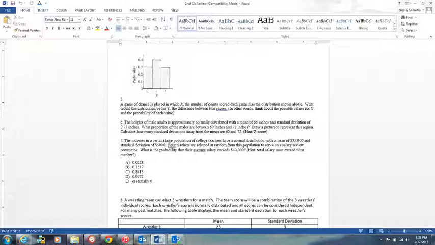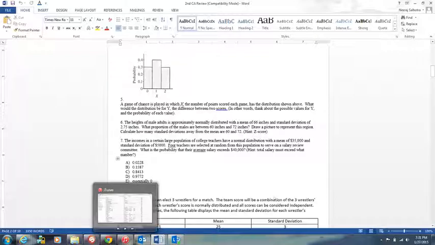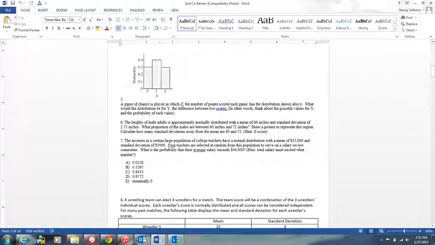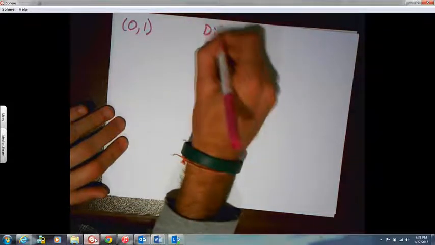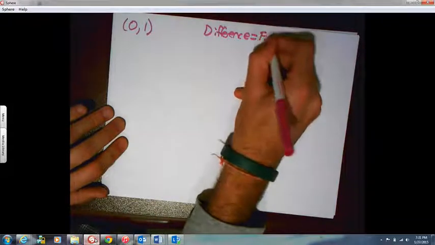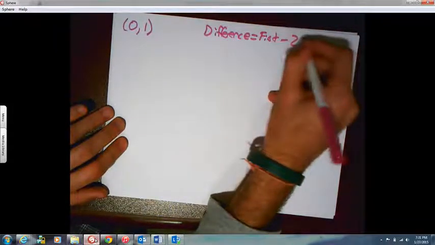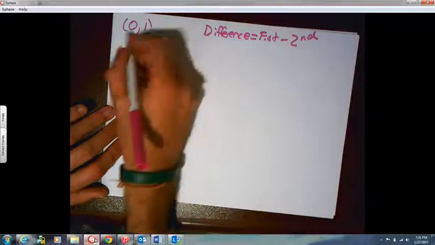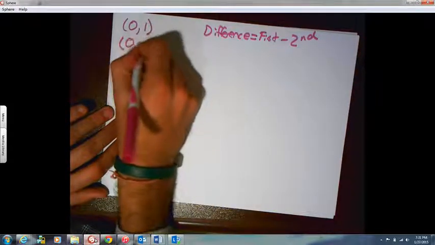Okay, so the possible values are, I could have 0, then 1. Or I'm rolling the dice. I'm playing the game twice, and Y is the difference between the two scores. And we can assume that difference is equal to the first score minus the second score. So I could have a 0 and a 1, I could have a 0 and a 0, I could have a 0 and a 2.